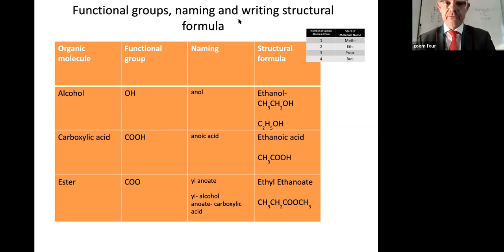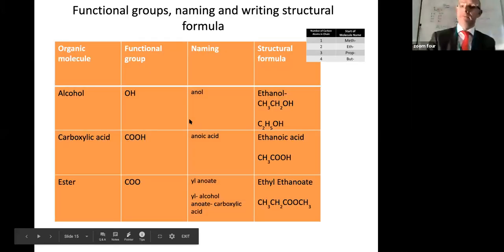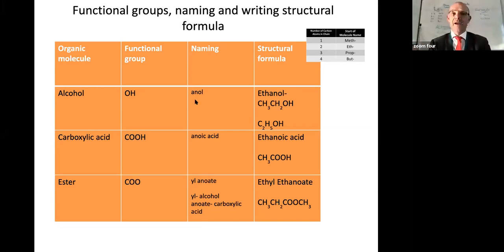So what I think we've done so far, here we go. Where do I think we're at? I think we've done alkanes and alkenes. Okay, that's nice and simple. And then we did alcohols, functional group OH, ending anol: methanol, ethanol, butanol, propanol, hexanol. Carboxylic acid ends in anoic acid: ethanoic acid, methanoic acid, propanoic acid. That's the functional group there.